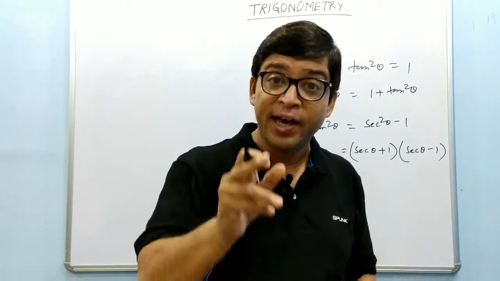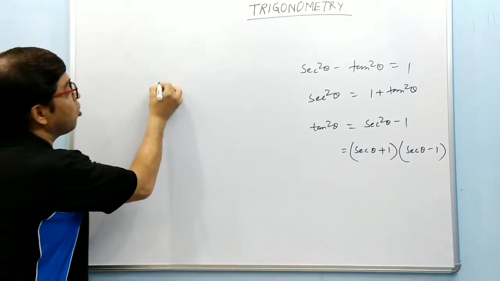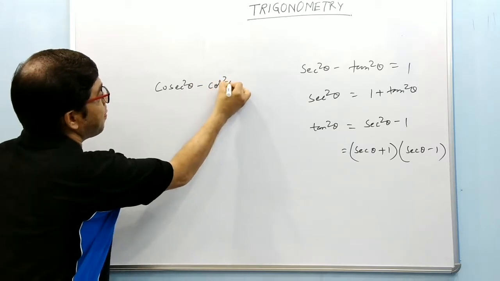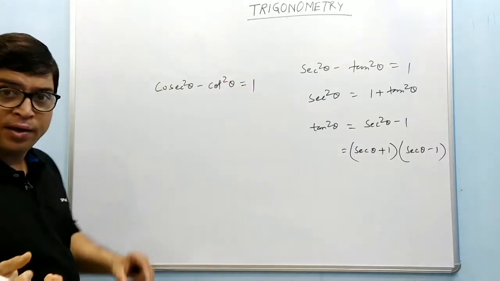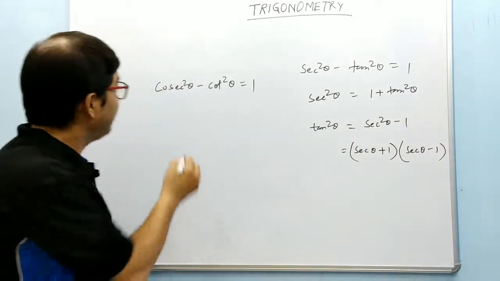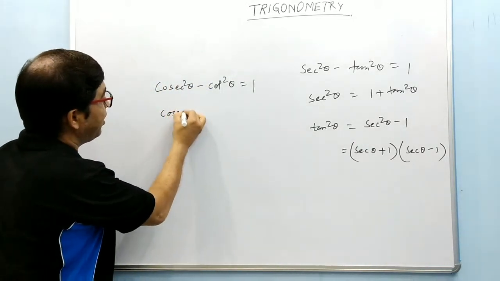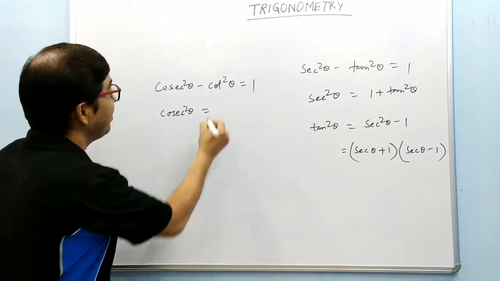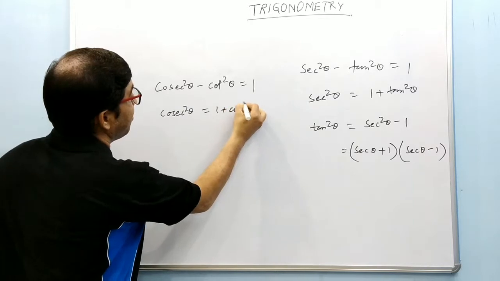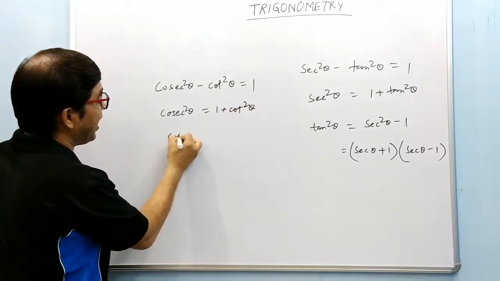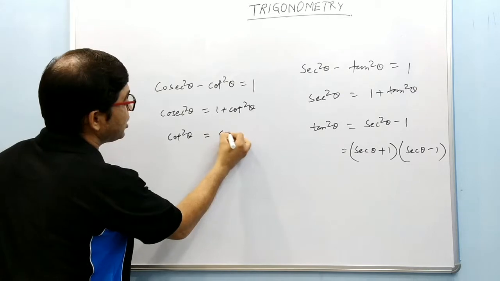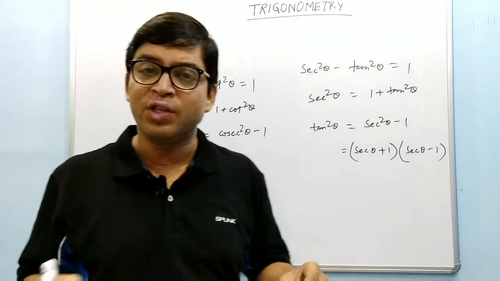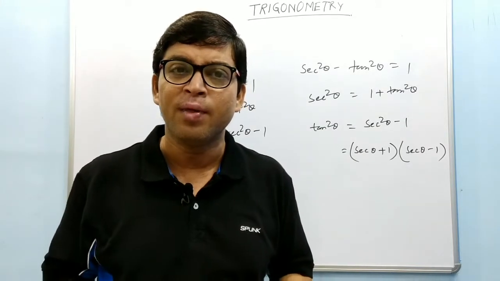And another identity I am seeing here, that is cosec square theta minus cot square theta equals 1. Now how can we use it? See, cosec square theta, can you tell me what it can be written as? It is 1 plus cot square theta, and cot square theta can be written as cosec square theta minus 1. You just make use of these identities, your things will be simple.